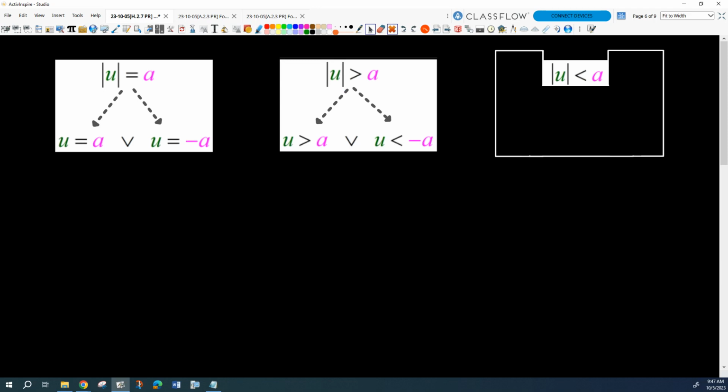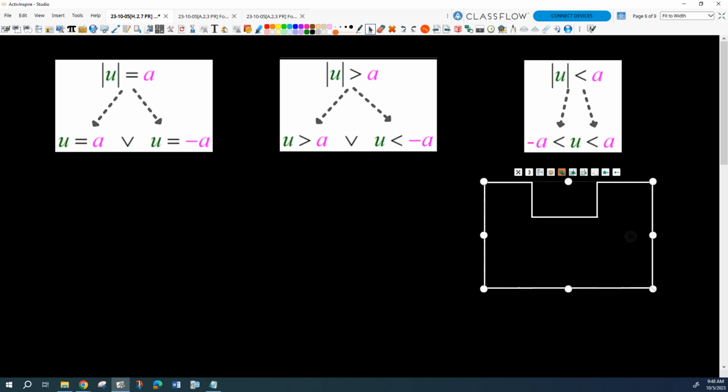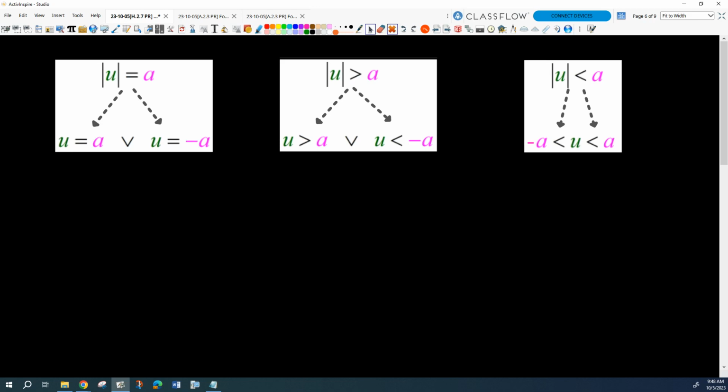And then finally, if the isolated absolute value is less than a number, and or? And? So how's that one look? Yeah, good. And that's how we say it, isn't it? We get a compound and inequality where U is greater than -A and less than +A. And obviously, if any of these inequalities include equal signs, it's the same pattern. You just have equal signs with your inequalities.